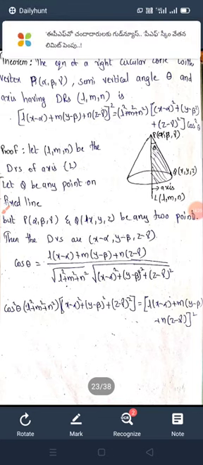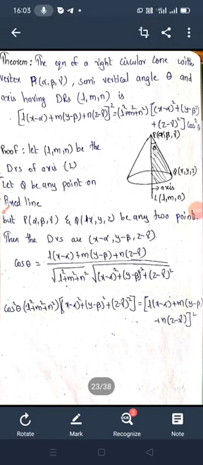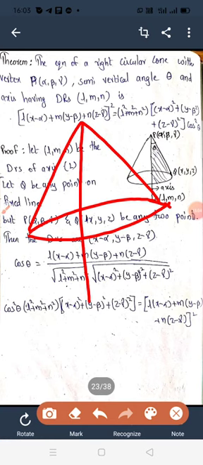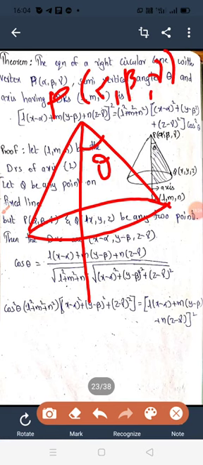The equation of a right circular cone with vertex alpha, beta, gamma and semi-vertical angle theta and axis having the direction ratios L, M, N. Here listen carefully. It is a cone, it is not yet a right circular cone. When it forms a right circular cone, draw a straight line from a fixed point. It makes a constant angle to the fixed line. Here the angle theta is already given in the question, and also given is the vertex, that is P, alpha, beta, gamma, and the direction ratios of the axis line, that is L, M, N.